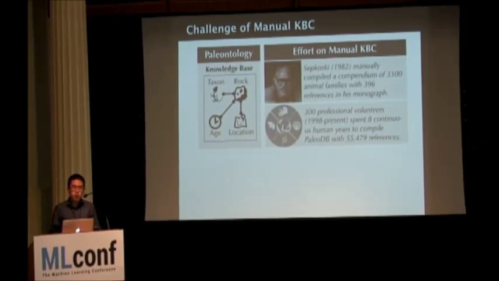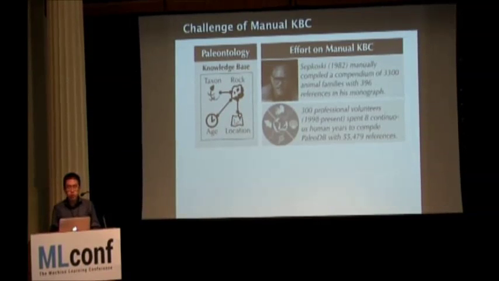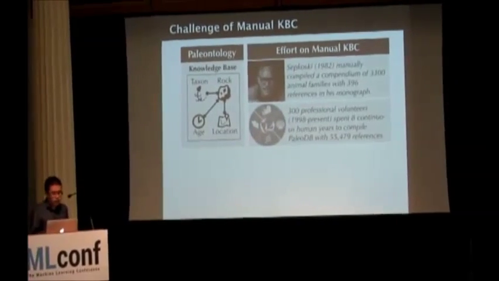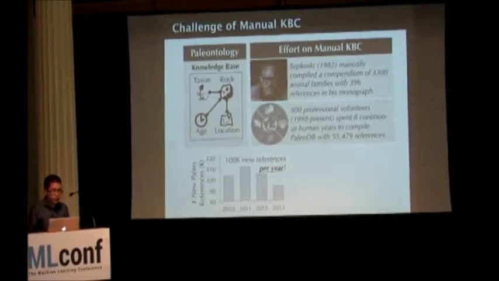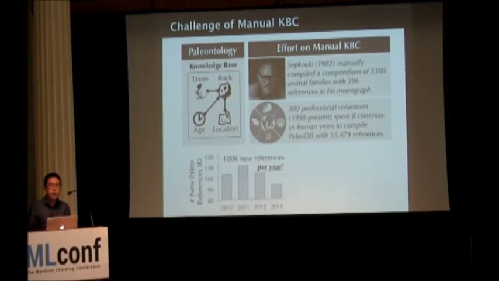However, this effort of manually constructing a knowledge base has its own limitations. Take one of the largest databases of geoscience references, for example. The number of references is growing at a rate of about 100,000 references per year. If we compare this number with the total size of PaleoDB, we might see that it would take 16 continuous human years to just keep up to date with the growing rate of the current references. Although this estimate is pretty rough, it does show us how expensive and time-consuming manual KBC could be.